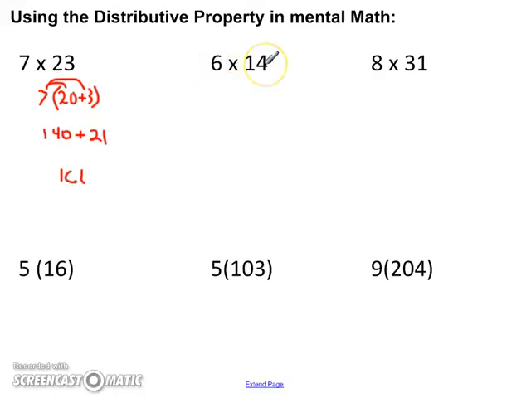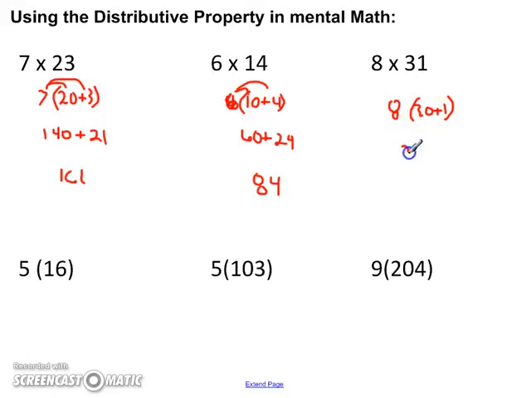Or 6 times 14. Well, 14 is not a common thing for us, but if we were to break 14 into 10 plus 4 instead, oh, sorry, this is a 6. 6 times 10 is 60. Okay, I'm just distributing the 6. 6 times 4 is 24. Now, if I put those together, 84. Okay, 31 is 30 plus 1. And 8 times 30 is pretty simple, because 8 times 3 is 24, and I stick on the 0. And then 8 times 1 is 8, so 240 plus 8 is 248.